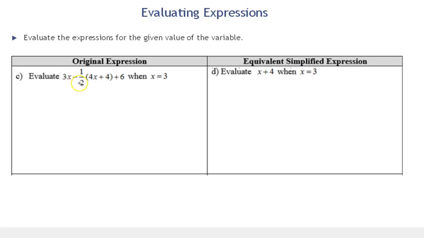Evaluate 3x minus the product of 1/2 and the sum of 4x and 4, plus 6, when x equals 3. Okay, so this one looks kind of like a bear, and there's a simple version, so you could see why we like to simplify. But let's practice evaluating this when x equals 3. So notice there's more than one place we'll have to replace x with 3. So we have 3 times 3 minus 1/2 in parentheses. Now I have 4 times 3 plus 4, plus 6.